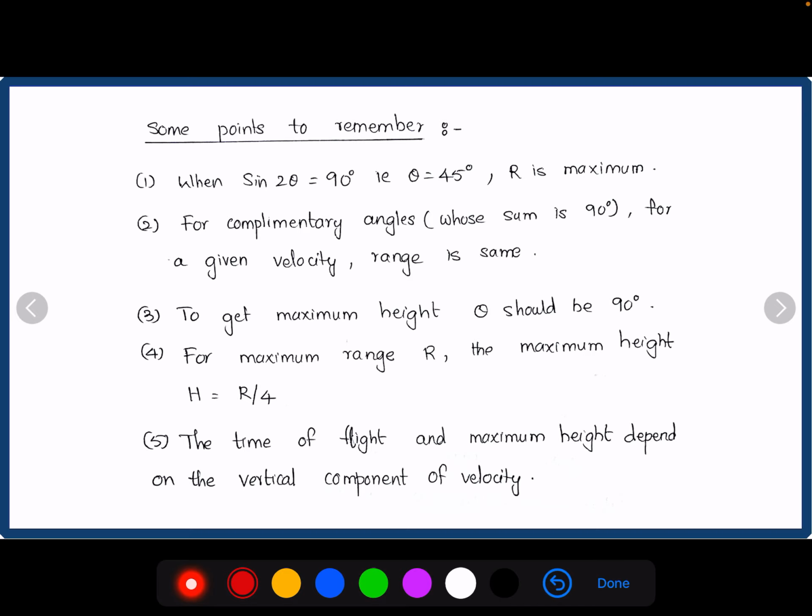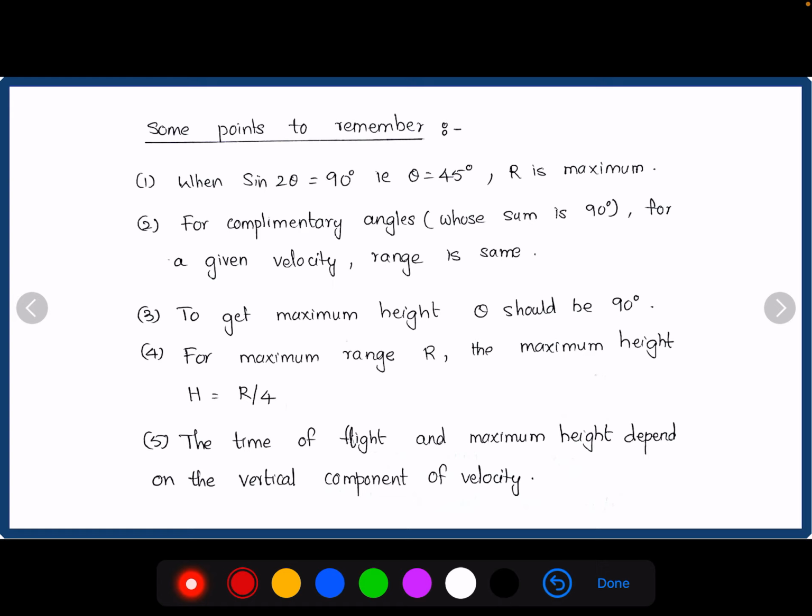Before closing, I just want to tell you some important points for competitive exams. When sine 2 theta is equal to 1, that means 2 theta is equal to 90, theta is 45 degrees, and range is maximum. Please note these points for competitive exams. For an angle of projection of 45 degrees, range is maximum.